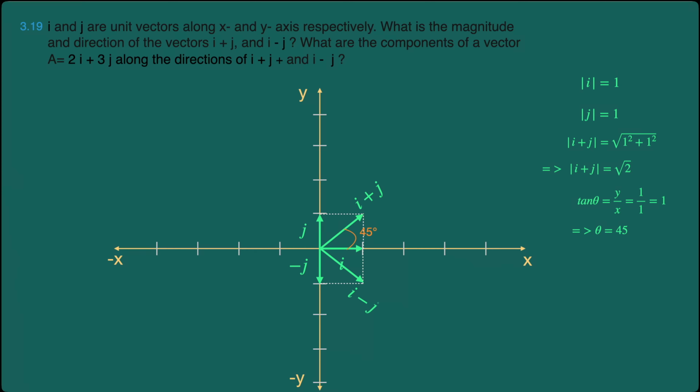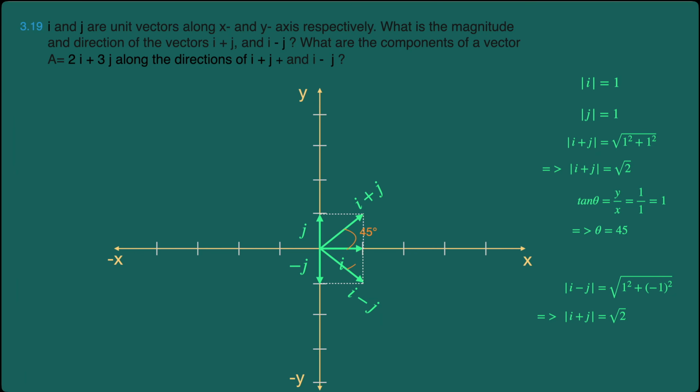Let's calculate its magnitude. The horizontal component is 1, while the vertical component is minus 1. Applying the Pythagoras theorem, the magnitude becomes the square root of 1 squared plus minus 1 squared, which is again square root of 2.